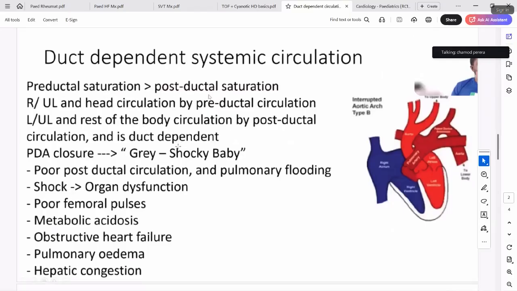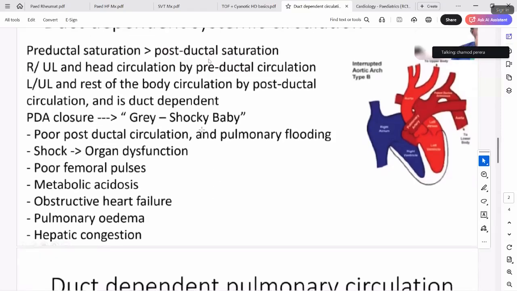So when the PDA or the ductus closes, there will be a grey shocky baby, right? And whatever the rest of the blood will go into the lungs. There will be pulmonary flooding. So when there is pulmonary flooding, the right ventricle gets affected. Therefore, there will be obvious heart failure, pulmonary edema, and ultimately hepatic congestion will also occur because the IVC also gets congested eventually, right?